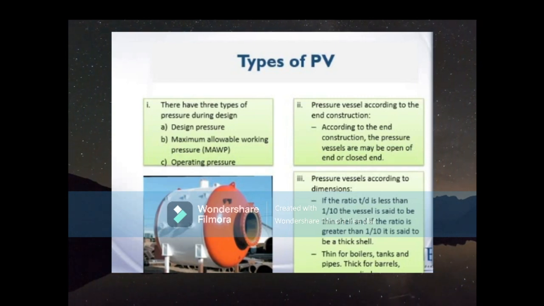Pressure vessels according to dimensions. If the ratio T/D is less than 1/10, the vessel is said to be thin shell, and if the ratio is greater than 1/10, it is said to be a thick shell. Thin shell is for boilers, tanks, and pipes. Thick shell is for barrels and pressure cylinders.